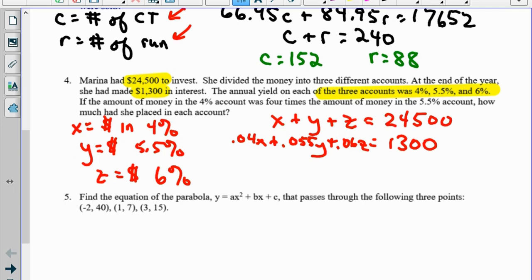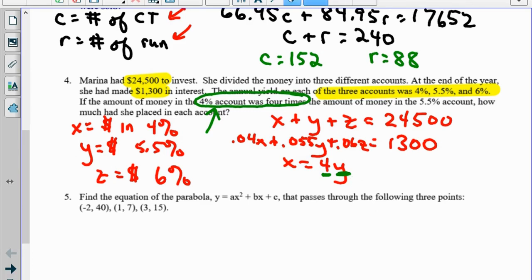And then the final equation is that we know that the amount of money in the 4% account is 4 times the amount of money in the 5.5% account. That means x equals 4y. Because if I take the amount of money in the 5.5% account, which we don't know yet, and multiply it by 4, I'm going to get the amount in the 4% account. So the 4% account has more money, which means I should multiply the amount in the smaller account by 4. A lot of times that causes some confusion.